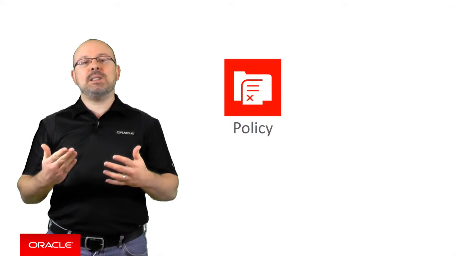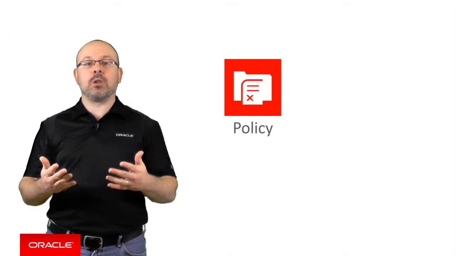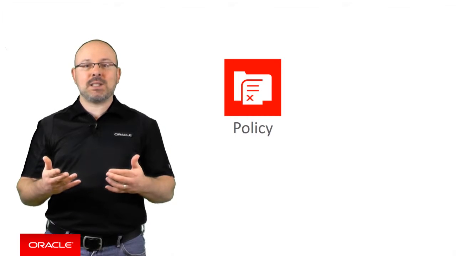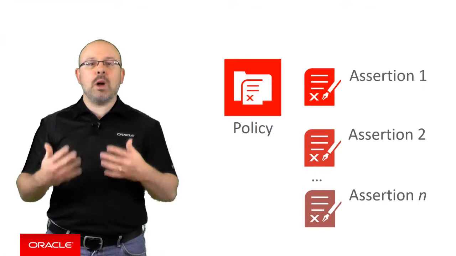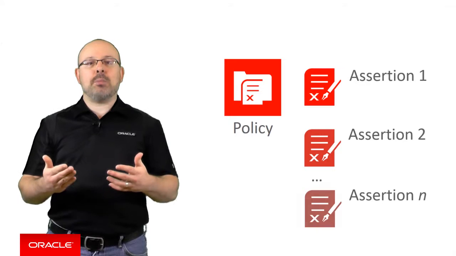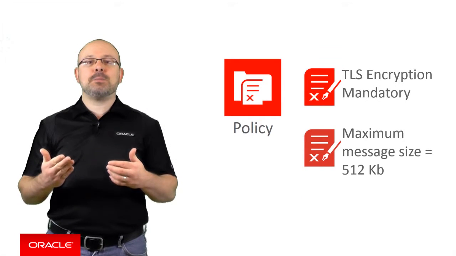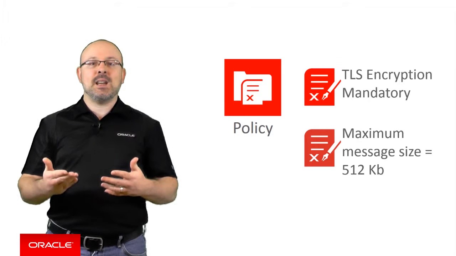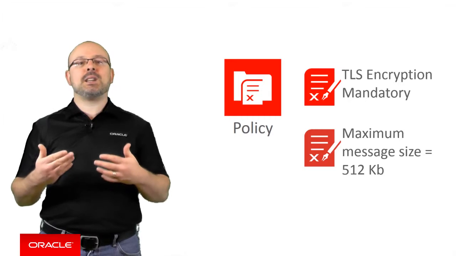A security policy simply defines the conditions under which a web service is exposed or consumed. A policy is expressed as one or more policy assertions representing a web service's capabilities or requirements. For example, a policy assertion may stipulate that a request to a web service be encrypted. Likewise, a policy assertion can define the maximum message size that a web service can accept.